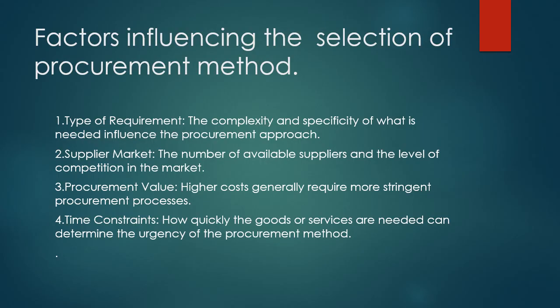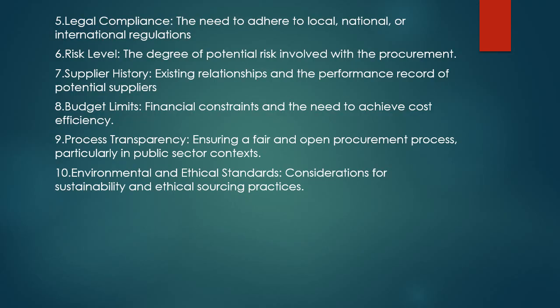Number three, procurement value. Higher costs generally require more stringent procurement process. Number four, time constraint. How quickly the goods or services are needed can determine the urgency of the procurement method. Number 5, legal compliance. The need to adhere to local, national, or international regulation.